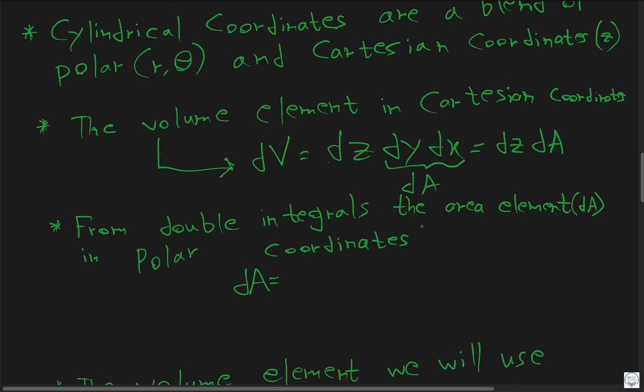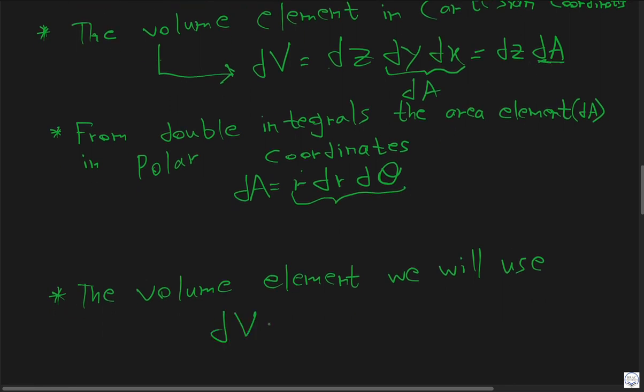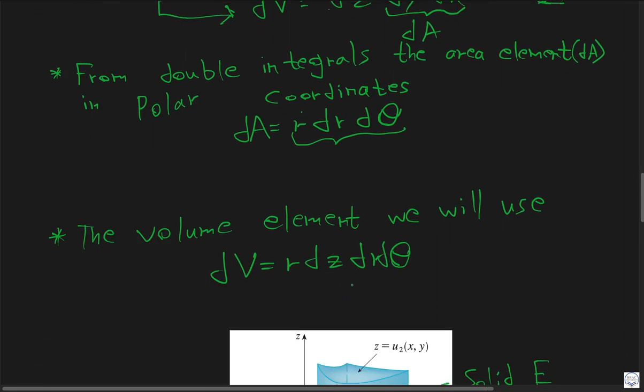Now if you remember from week 5 materials, in polar coordinates the area element is just r dr d theta, right? And if I now substitute this for dA, we will get the volume element for our cylindrical coordinates, which will be nothing but r dz dr d theta. This is written in this particular way just to preserve the order, but you can write it in any way you want. It doesn't really matter.